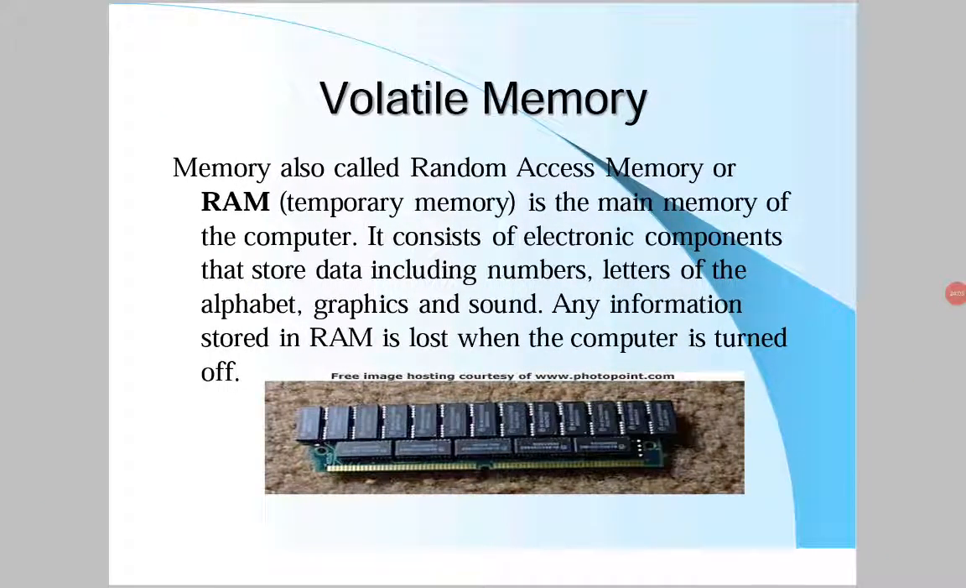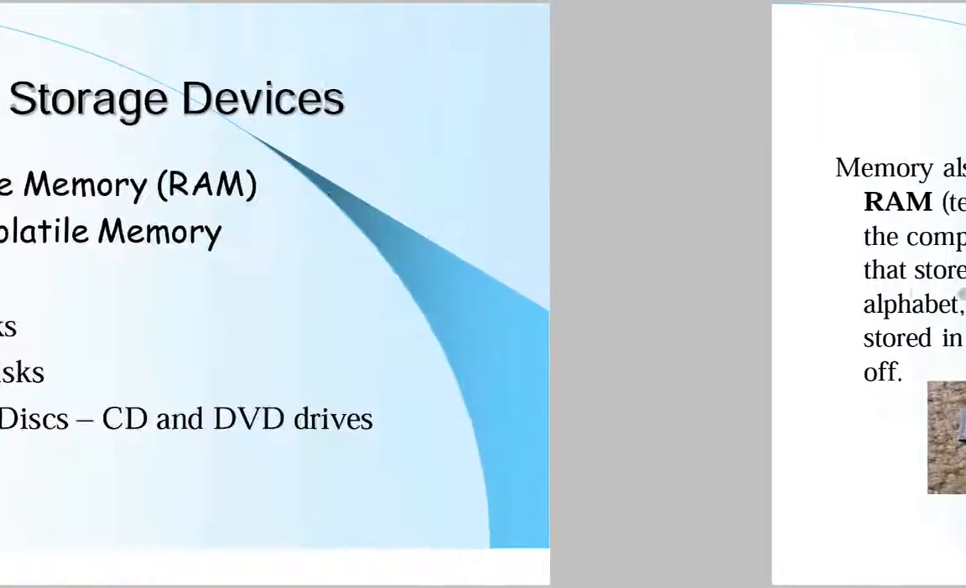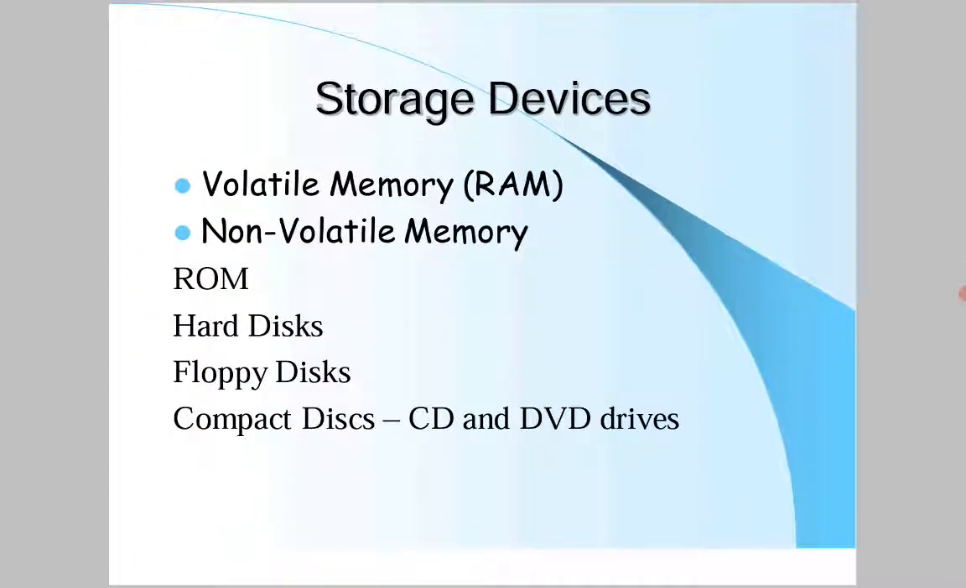So what is a volatile memory? As we already said, volatile memories are temporary memories. Generally storage units are of two types: primary memories and secondary memories. Primary memories are temporary memories. Secondary memories are permanent memories.